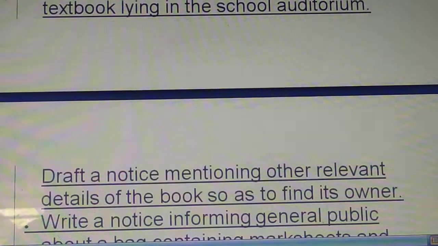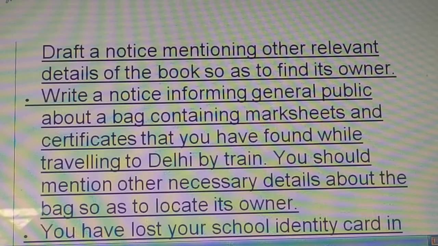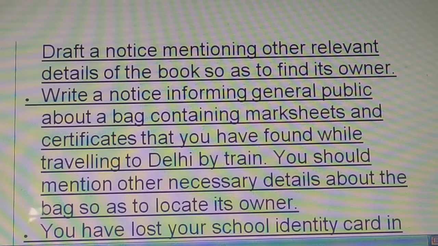So will you write this? Write a notice informing the general public about a bag containing mark sheets and certificates which you have found when you were traveling by train to Delhi. You should mention other necessary details about the bag so as to locate its owner. I think we'll leave it at this.